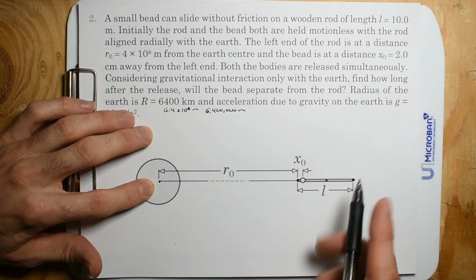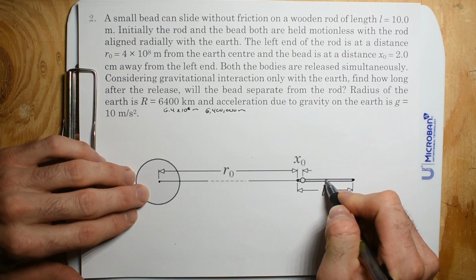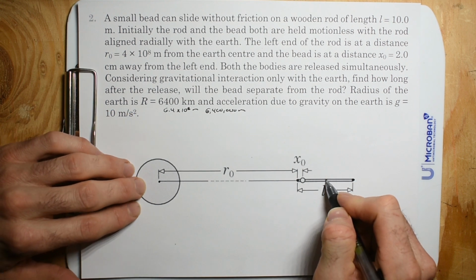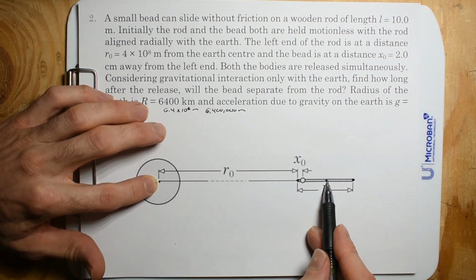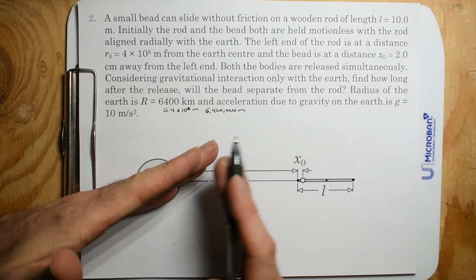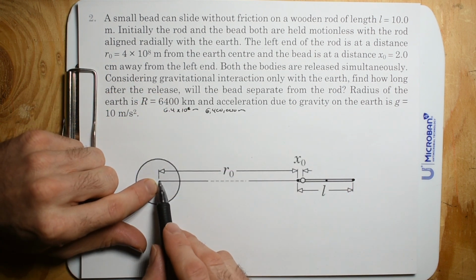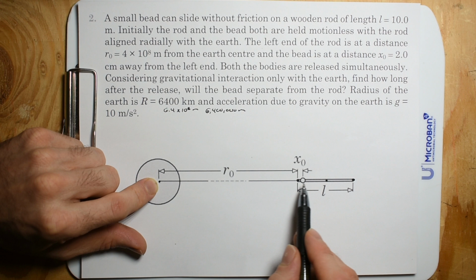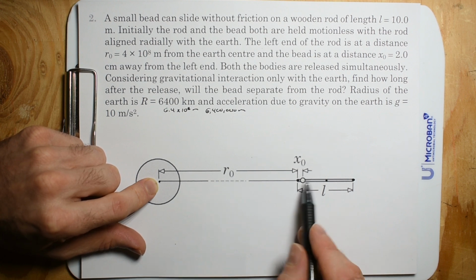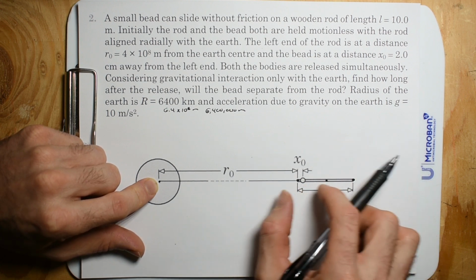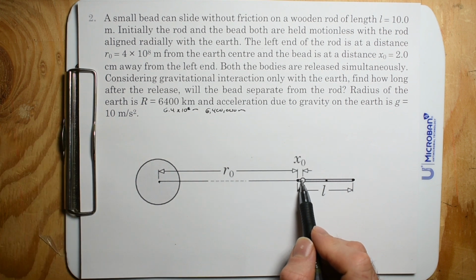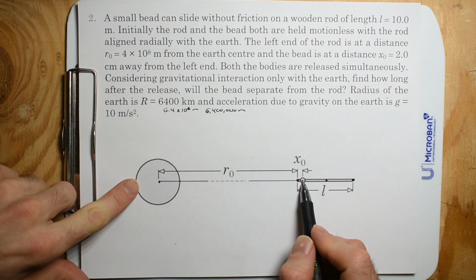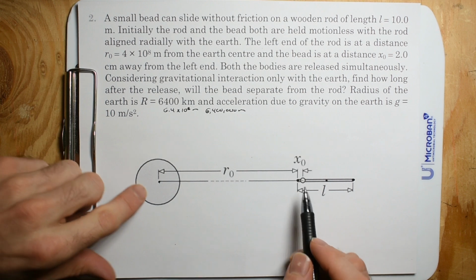Okay, so basically the distance from the center of the Earth to the center of this rod is what's going to drive the force of gravity. And then we have the distance from the center of the Earth to the bead. So we have a bead just floating on this rod, and we're going to place the bead right there, 2 centimeters away from the end of the rod. So that's all the distance that it has to travel.